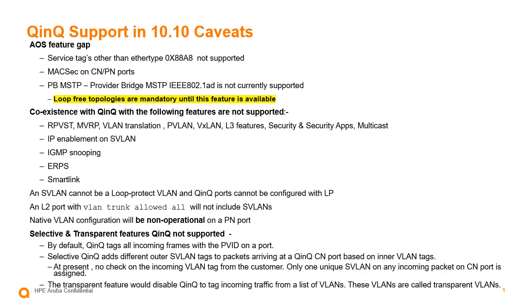So selective QinQ, this feature can add different outer SVLAN tags to a specific or range of inner VLAN tags. Currently, a single SVLAN tag is allocated to all customer tag traffic, as there is no check on the incoming VLAN tag. And transparent QinQ, by default, QinQ tags are applied to all incoming frames with the PVID on a port. This command disables QinQ tagging of incoming traffic from a list of VLANs. These VLANs are called transparent VLANs. So these features will come down the line. So do take note of that and all the current coexistence constraints with the existing features on this slide.